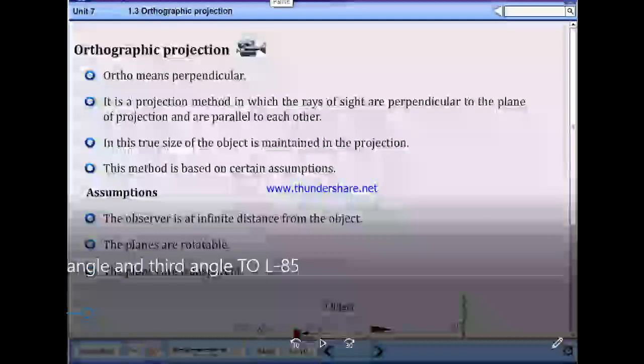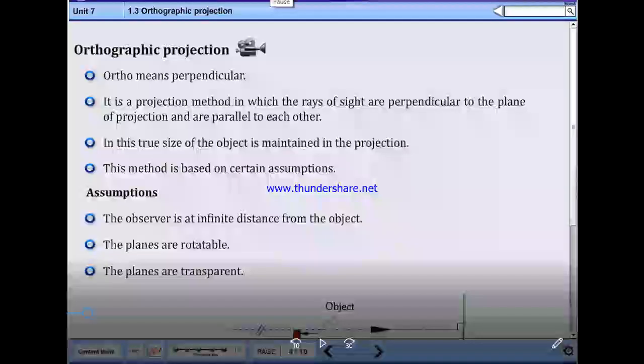Now we will see the orthographic projections. Ortho means perpendicular. It is a projection method in which the rays of sight are perpendicular to the plane of projection and are parallel to each other. In this, the true size of the object is maintained in a projection.